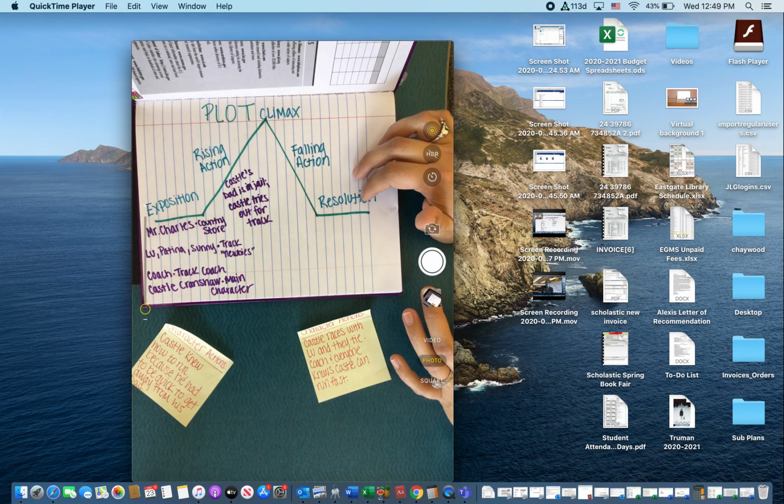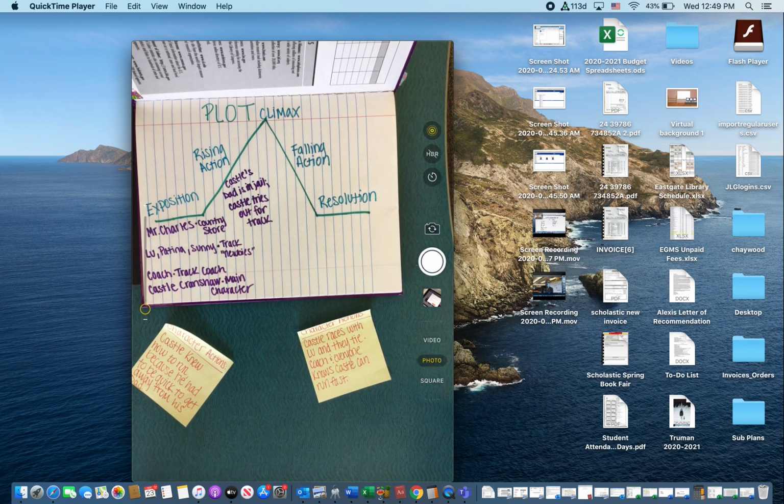And then resolution, that's usually towards the end of our story. Most of our problems, if not all of our problems in our story, have been resolved in some way. And we know that the end of our story can now take place. Sometimes we get a cliffhanger when we have a series.